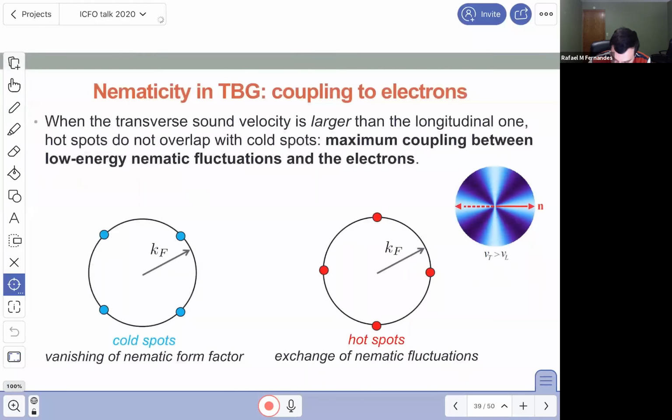Now, in the other situation where the transverse velocity is larger than the longitudinal velocity, I get these hotspots here. This means that not only am I not coinciding with the cold spots, but I'm as far as I can be from them. It's actually when I have the maximum coupling between the low energy nematic fluctuations and the electrons. That's a case where I expect to see the strongest impact of nematic fluctuations on electronic properties. So the question is, which velocity is larger, the transverse or the longitudinal?